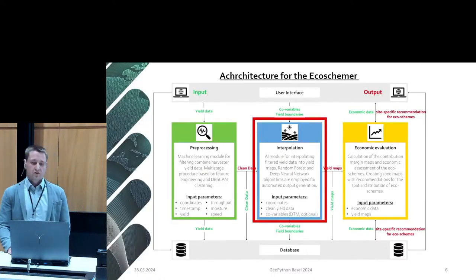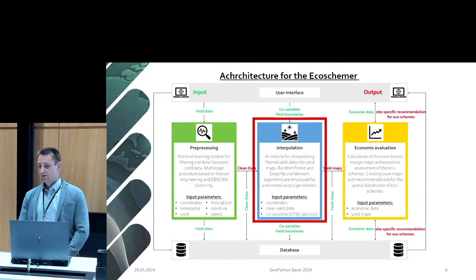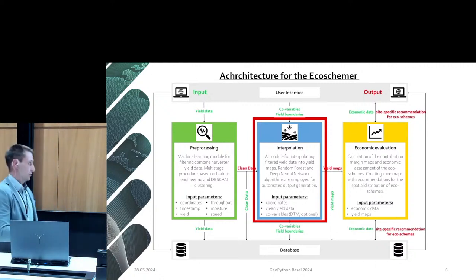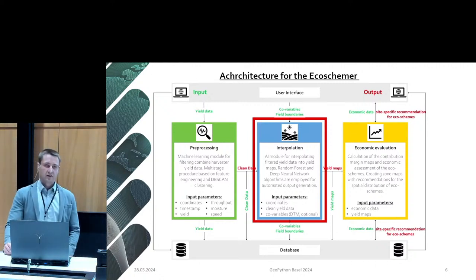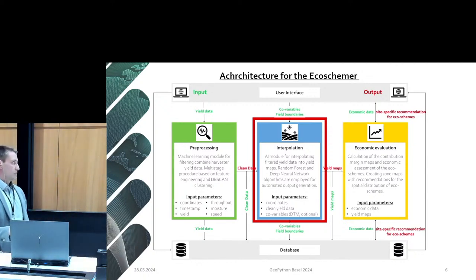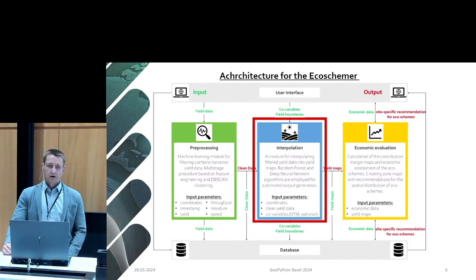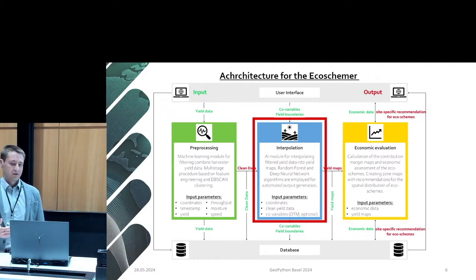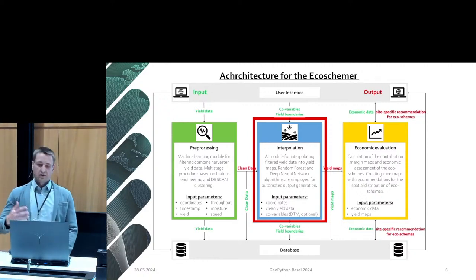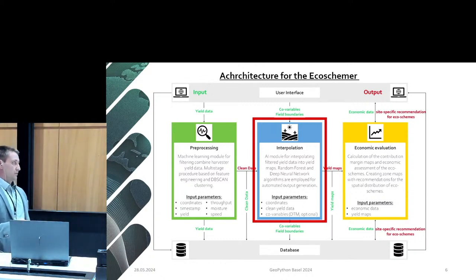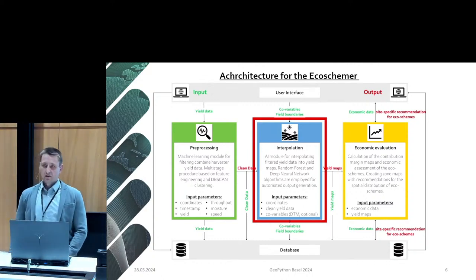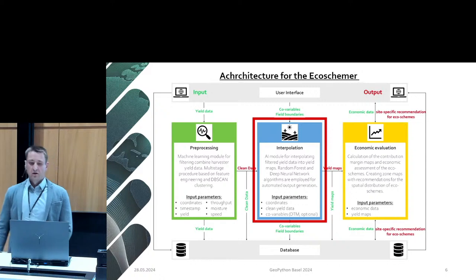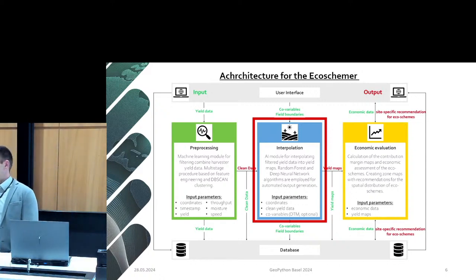And if we look at the structure of our web interface, we see three main modules for data processing. The first one is the pre-processing step, which is basically cleaning the raw data that comes from the combine harvester. Then the interpolation module, which is our main topic today, which turns these point data into continuous yield maps, which are then the basis for the economic evaluation of these data to identify the zones where eco-schemes would be beneficial for the farmer.